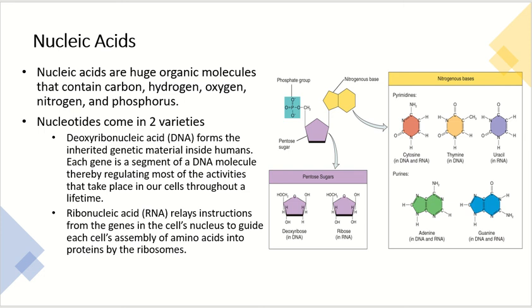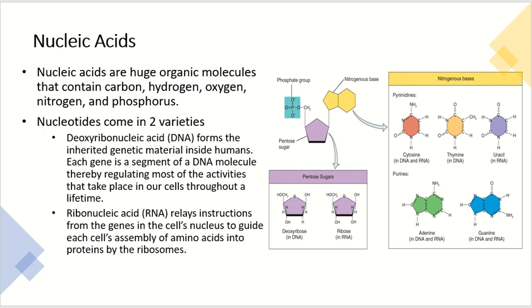We have our deoxyribonucleic acids. This is what makes up DNA. And this is going to form the inherited genetic material that's inside all humans. So each gene is a segment of DNA molecule and thereby is responsible for regulating most of the activities that take place in our cells throughout our lifetime.